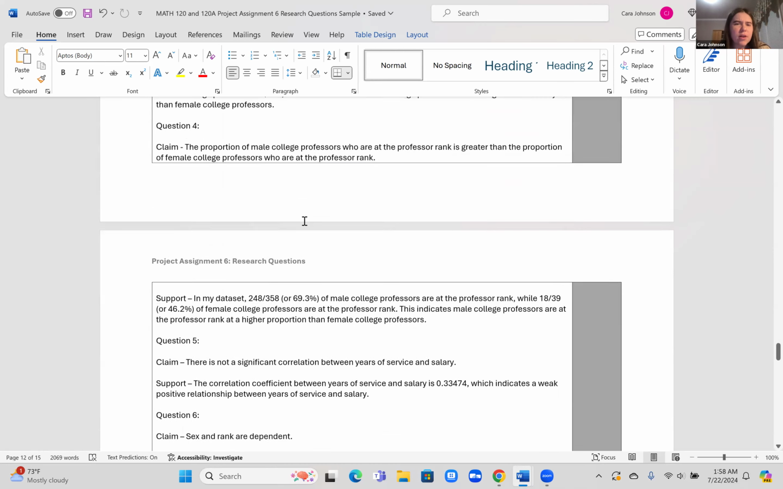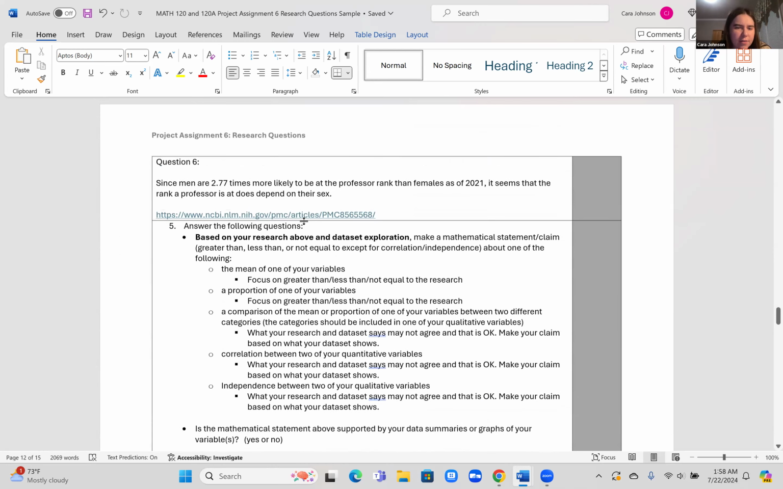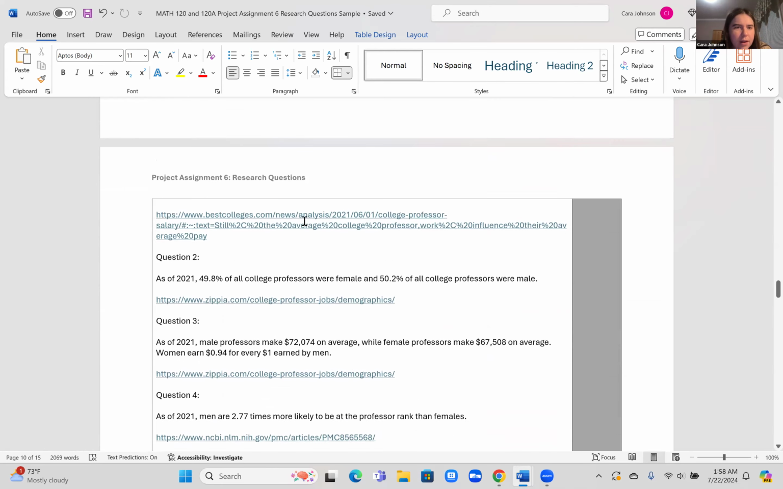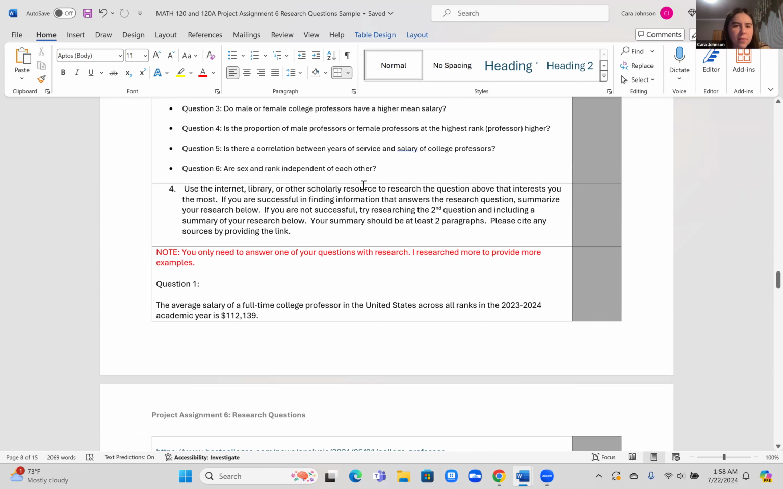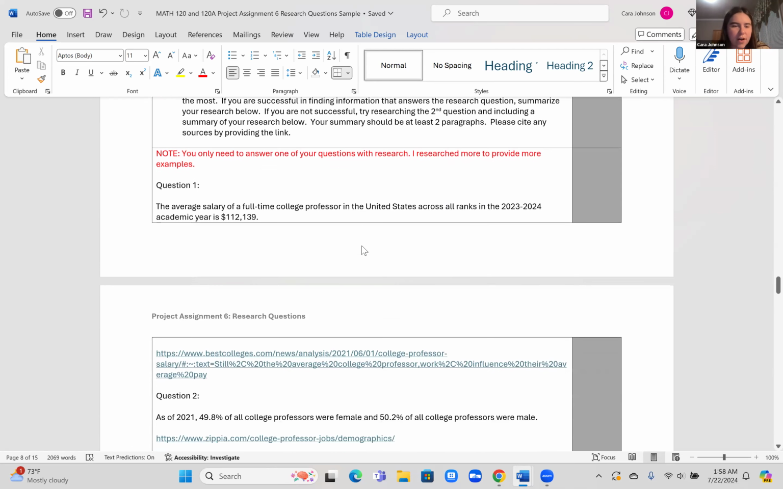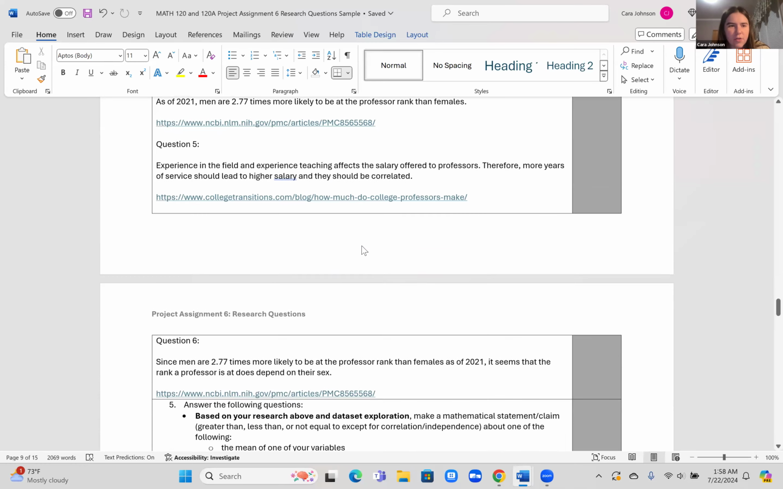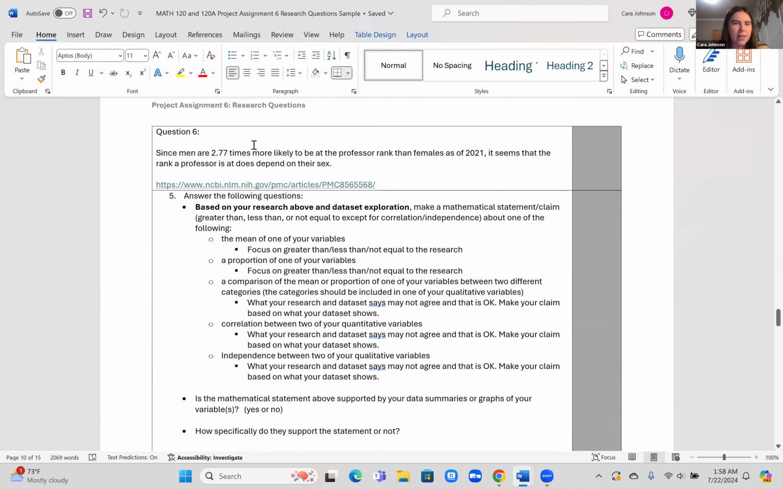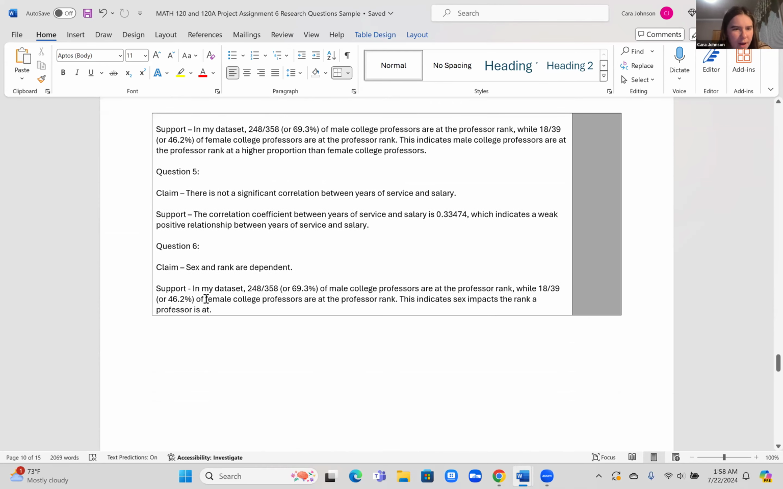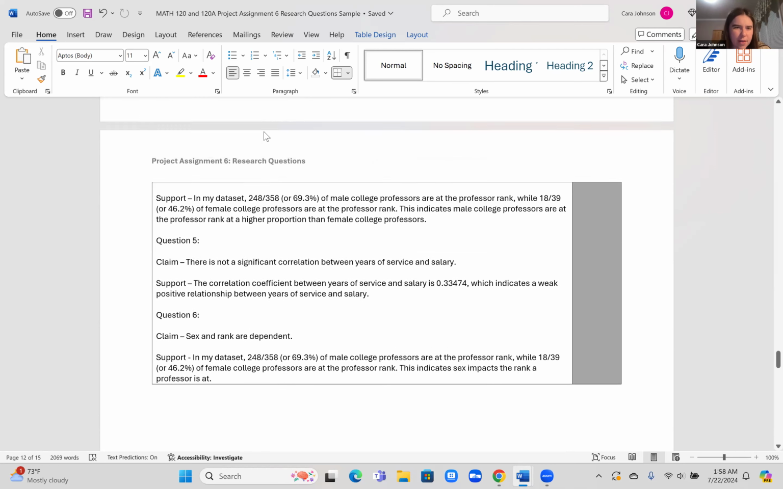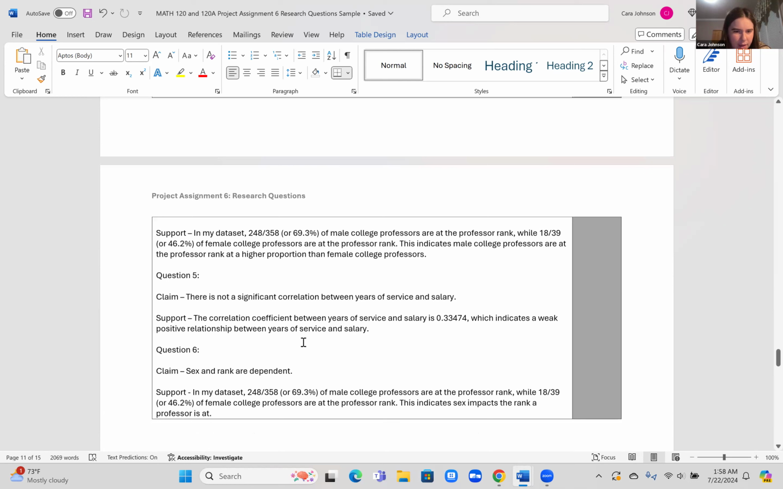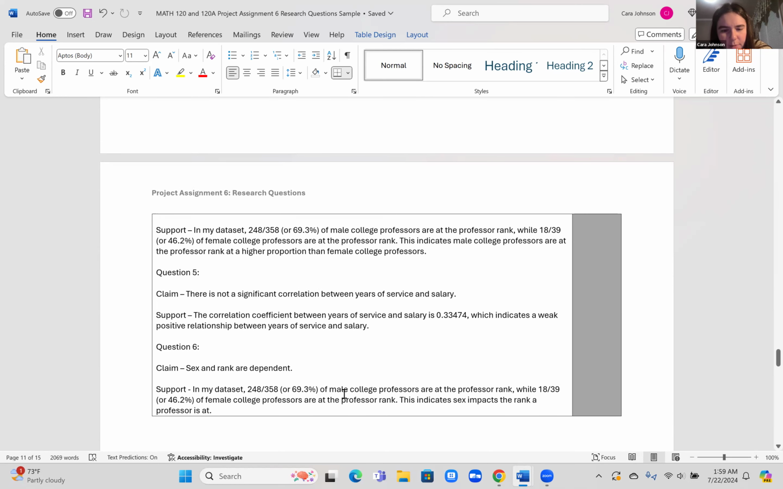And then the last question. My research should indicate that sex and rank were dependent. So that was my question: are sex and rank independent of each other? But I'm finding that they are dependent on each other. Your rank is dependent on what your sex is because men are way more common to be at the professor rank. That was backed up by the same thing I did up here. Since it's way more common for males to be at the professor rank than females, that's telling me sex does have an impact on the rank that the professor is at.